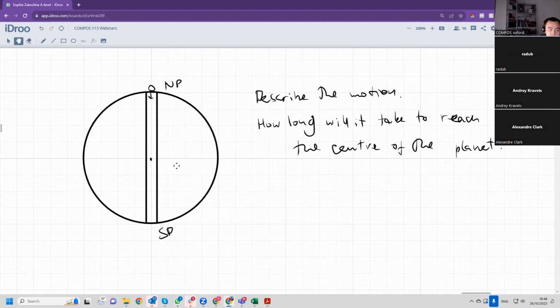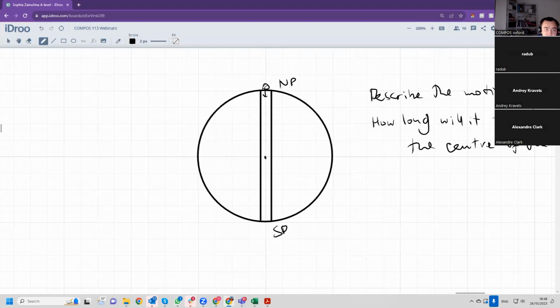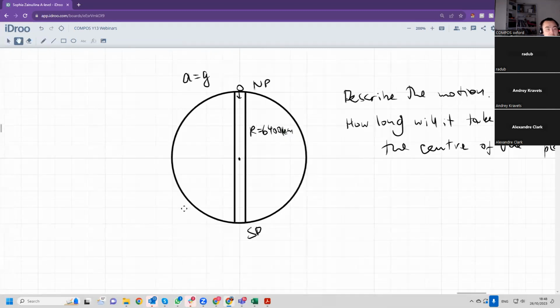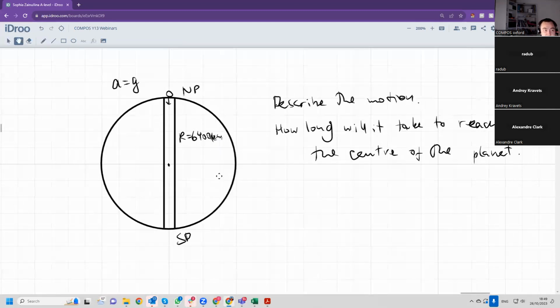Okay, now we know the acceleration of the rock. Acceleration is equal to g. We know the distance, r is equal to 6,400 kilometers, roughly. We know the acceleration, we know the distance, we know that the initial velocity is 0. Can we use SUVAT? Yes. Okay.